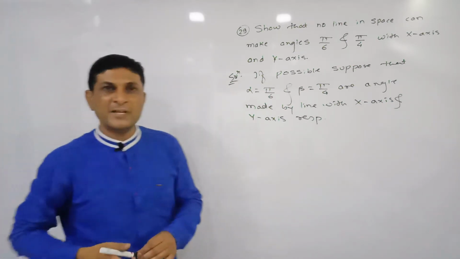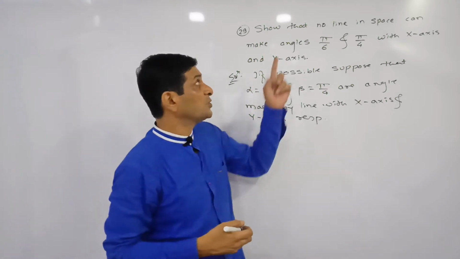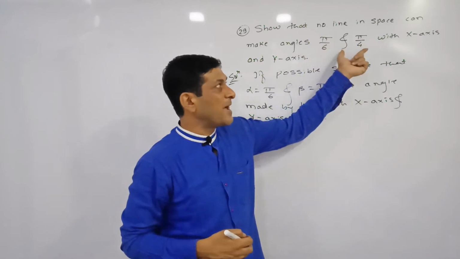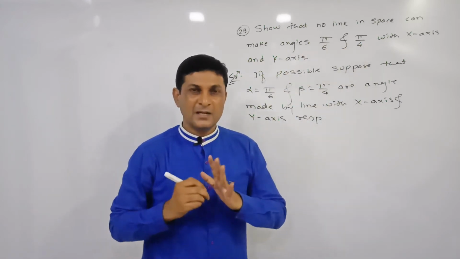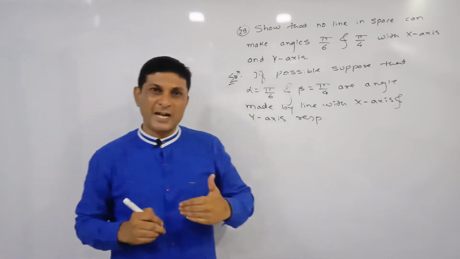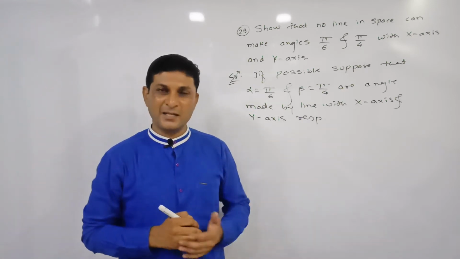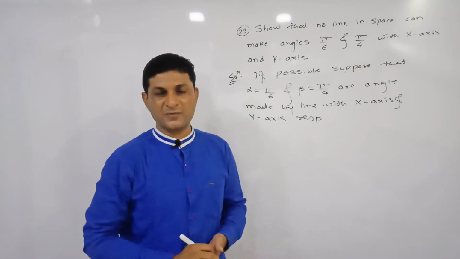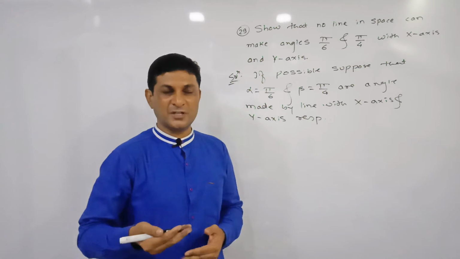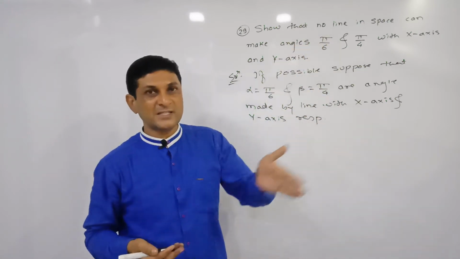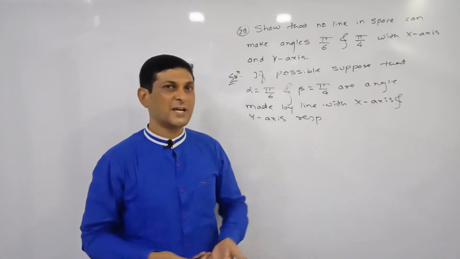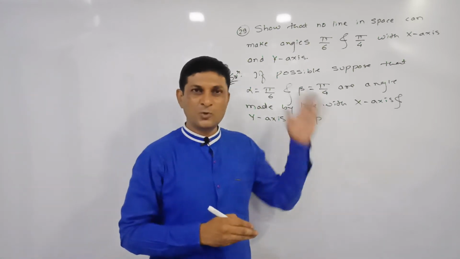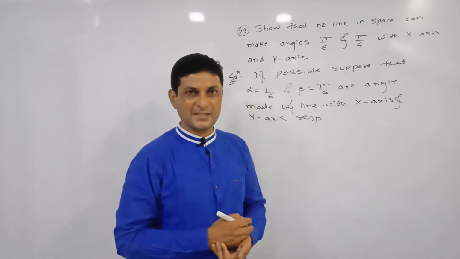See, in example number 29, what we have to show? We have to show that no line in space can make angles pi by 6 and pi by 4 with the x and y axes. So to prove that no line makes such angles, we have to prove that a certain condition is not satisfied, means somewhere we get a contradiction, that this does not satisfy our standard result. In that case we are able to conclude that no line in space makes such angles with the x-axis and what?